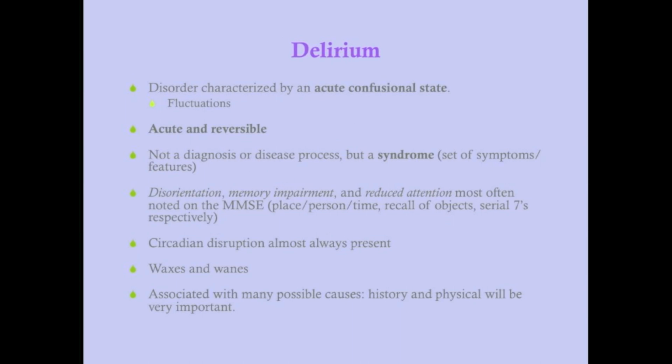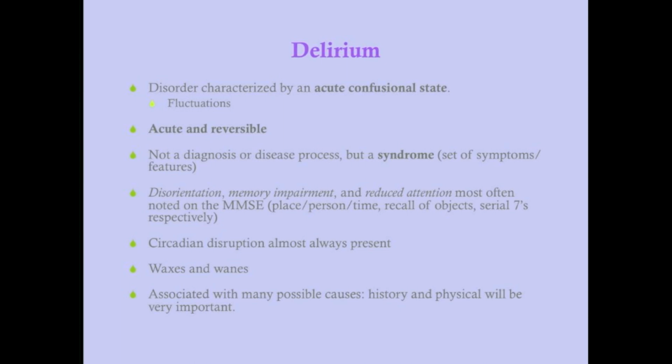So let's start off with delirium. Delirium is a disorder characterized by an acute confusional state. So this is something that hasn't been around for very long. It just sort of creeps up, it comes out of nowhere, and the patient is confused. That's what's most important, that the patient is confused. They're going to appear confused. They're going to appear unable to do things that are necessary for themselves, and so usually they're going to be brought in by somebody if they're not in the hospital already.